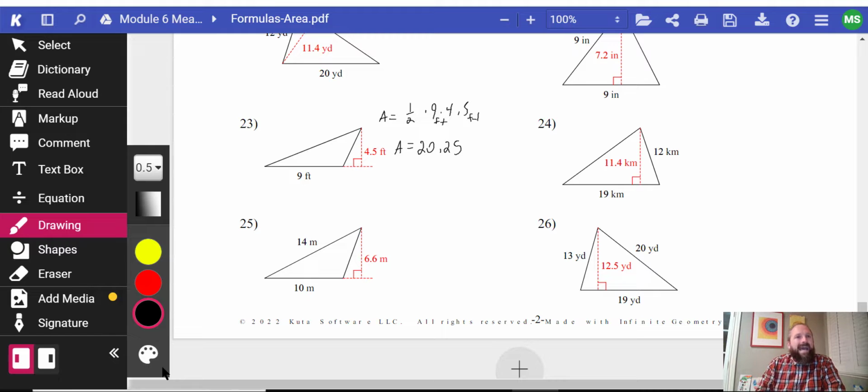But wait, what are we measuring when we're measuring area? We're measuring little what? Little boxes. So what are the size of these boxes? Square boxes. So this is in feet squared, or square feet.